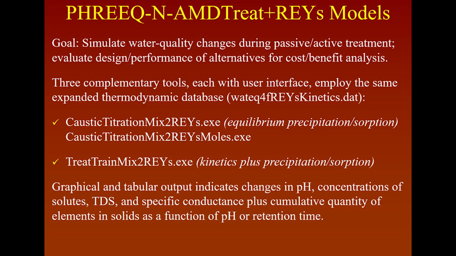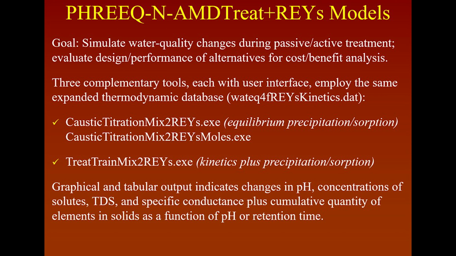And then I created these models initially without the rare earth elements, and then we just added the adsorption and precipitation of the rare earth elements. But basically, as I mentioned in the beginning, the models were developed to simulate water quality changes during passive and active treatment. And the results of these models can be used with the AMD Treat cost analysis model to evaluate alternative designs and costs. There are three different models that I'm describing here that complement one another.